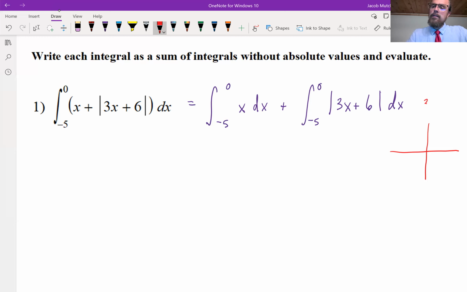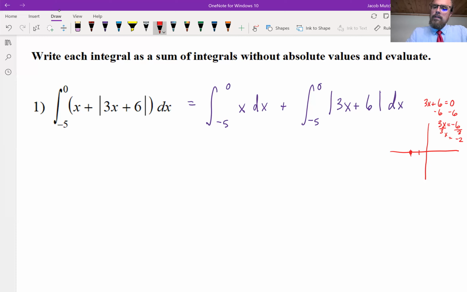So to locate the vertex, I'm just going to set that equal to 0 without the absolute value and then solve. So I'll move the 6 by subtraction. 3x equals -6. And by division by 3, x equals -2. So that means that the vertex for this absolute function is here on -2.